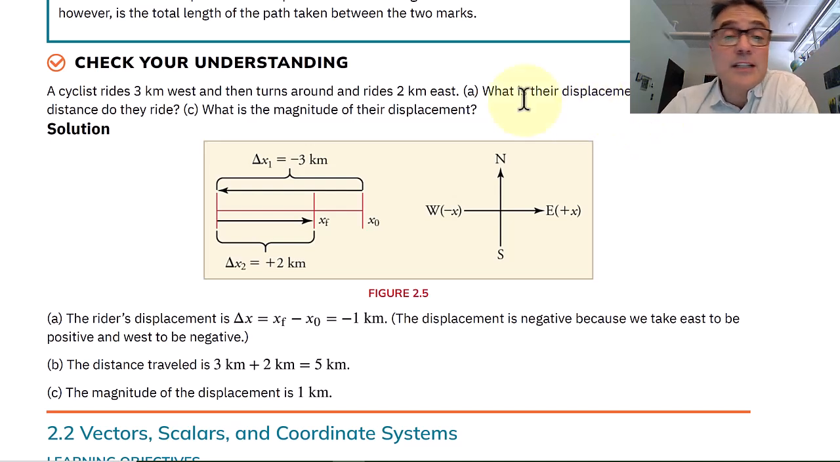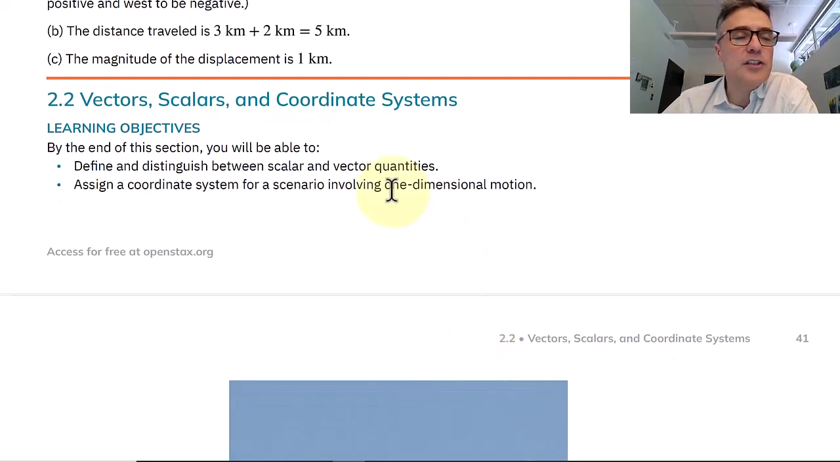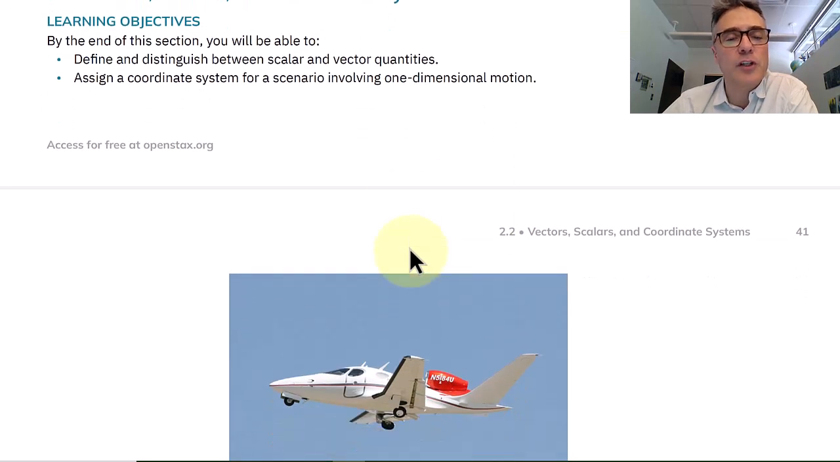Well, the distance they traveled is actually 5 kilometers because first you rode 3 and then you rode 2. It doesn't matter what direction. If you had an odometer on your bike showing how far you went, it would be 5 kilometers. So the magnitude of the displacement is just the absolute value of negative 1, which is 1, but the distance traveled is 5.